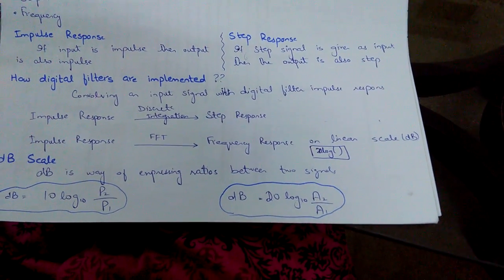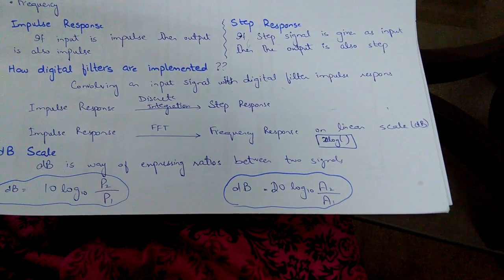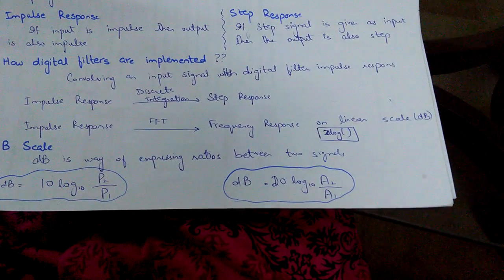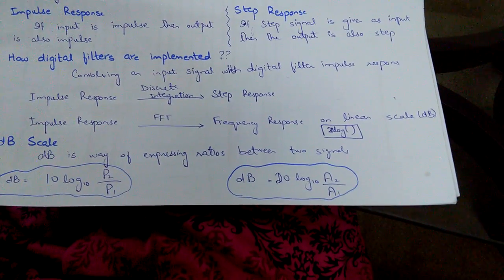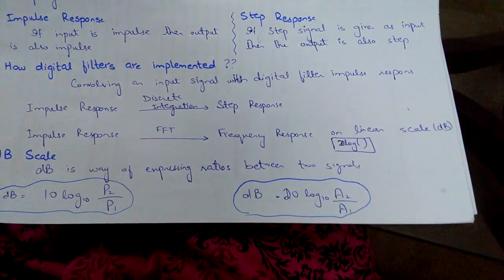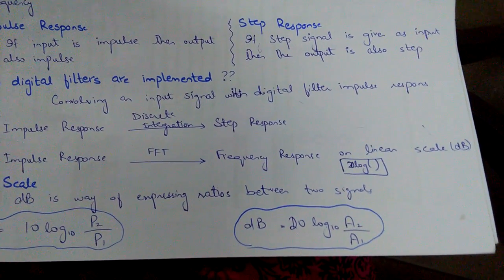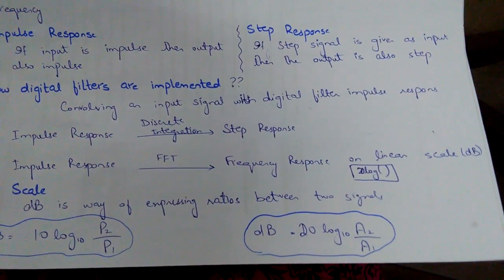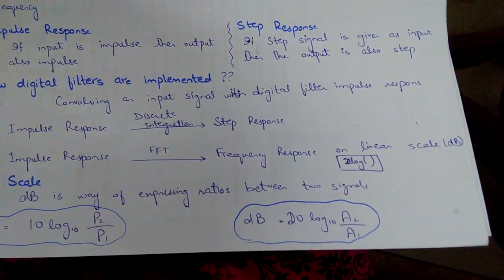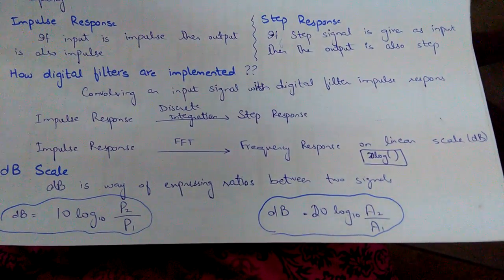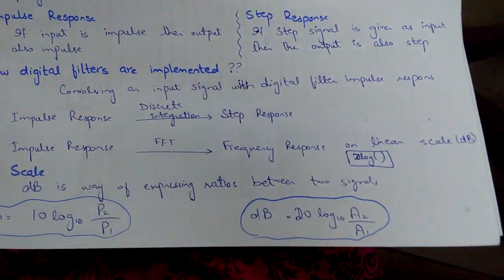How are digital filters implemented? Digital filters are implemented by convolving an input signal with the digital filter impulse response. The impulse response generates the step response after discrete integration, and the impulse response generates the frequency response on a linear scale by applying the fast Fourier transform. What is decibel? Decibel is a way of expressing the ratio between two signals, and we can represent it as dB equals 10 log base 10 of the ratio of two powers, or of two amplitudes.